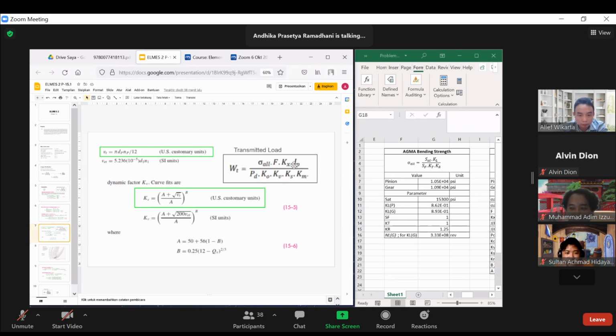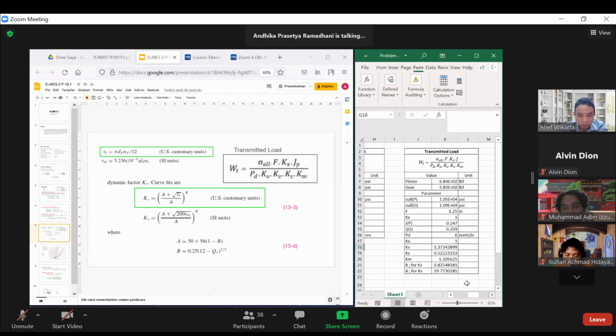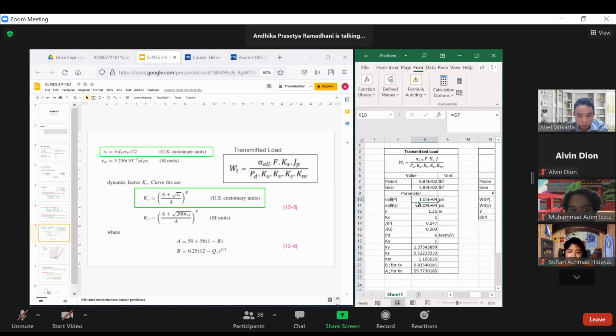Next, to the transmitted load equation. We have the allowable stress from previous calculation, and F is already known. Kx is 1 because this is a straight bevel here, so the value is 1. For GP in the next slide.